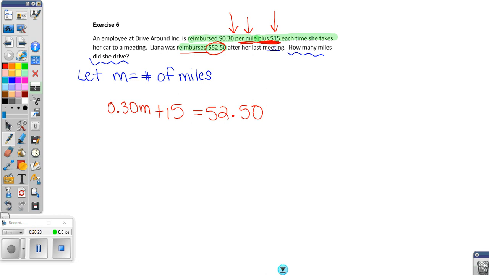In this case, after adding up the 30 cents for every mile and the $15 extra that she got for driving to her job, the total, as I said, that she got back was $52.50. So your final equation for exercise 6 is 0.30M plus 15 is equal to $52.50.